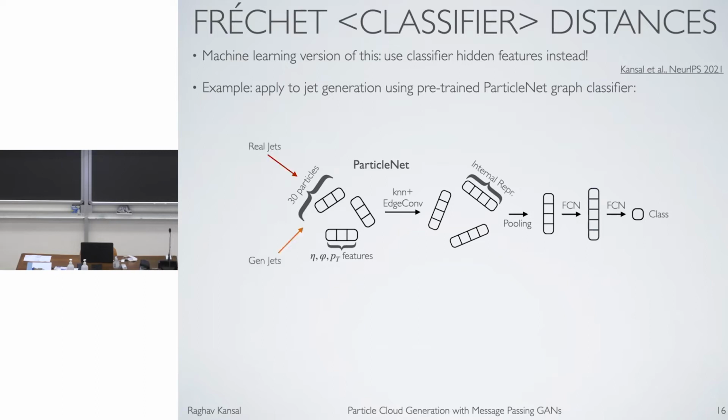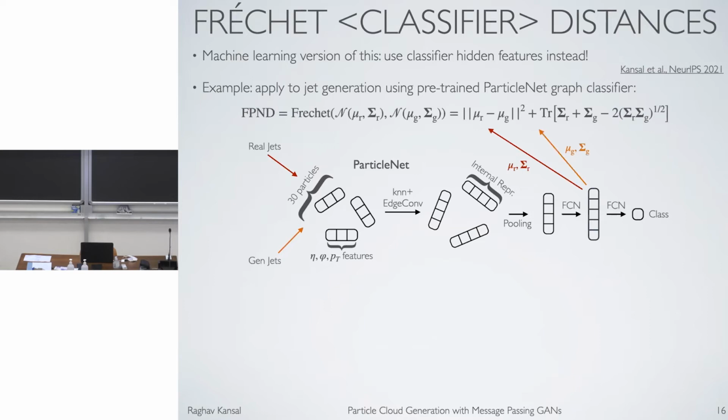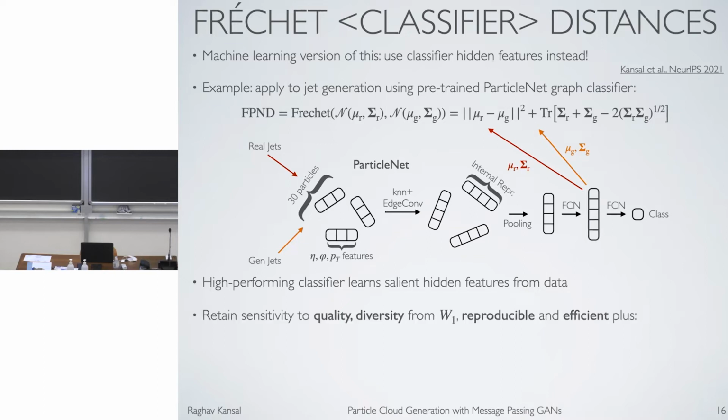And we feed in the real and generated jets, and we take the activation from the penultimate layer. We fit Gaussians to them and measure the Fréchet distance between them. The idea is that a high performing classifier is learning the salient features from our data, just like our hand-engineered features would. It means that we retain the sensitivity to the quality and diversity we get from these individual features.